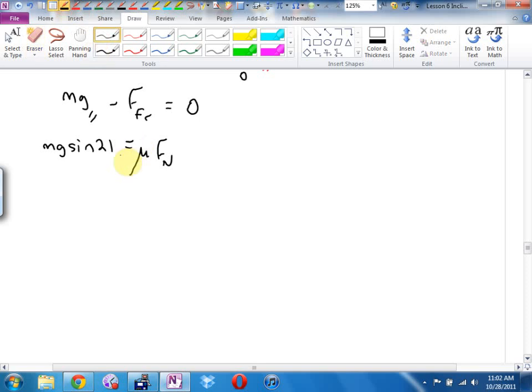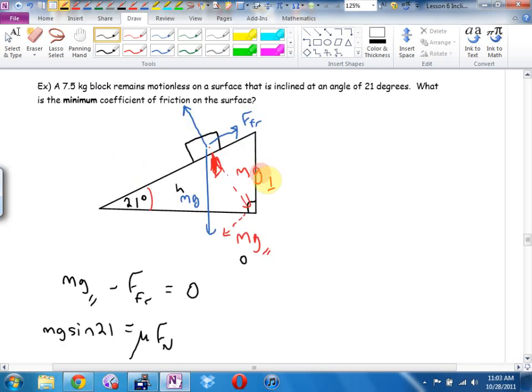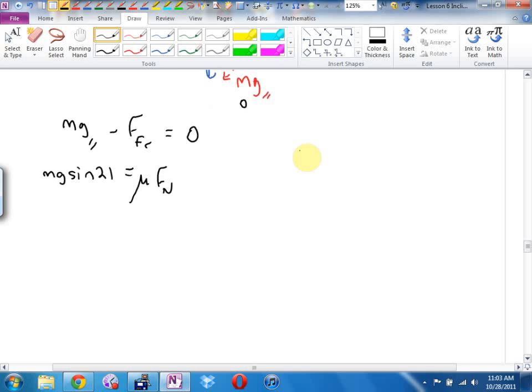I don't know the normal force. But look, I know another force the same size as the normal force. Opposite, adjacent, or hypotenuse? Which trig function relates Mg to Mg perpendicular? Relates H and A. Cos. In fact, my equation's going to look like this: Mg sine 21 equals mu Mg cos 21.